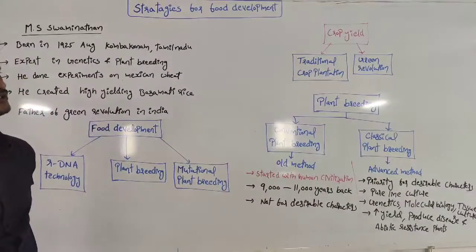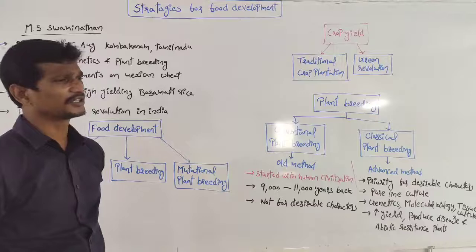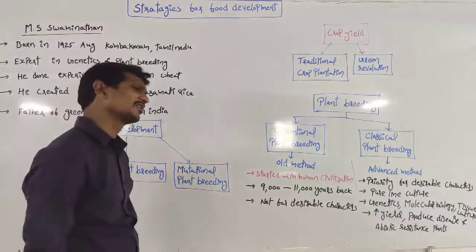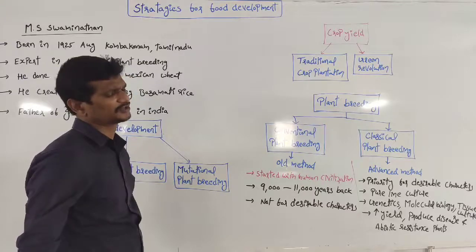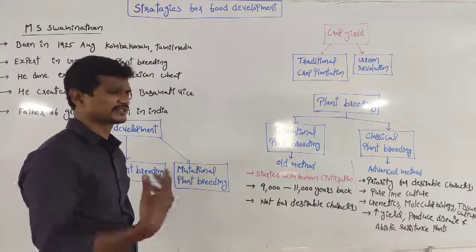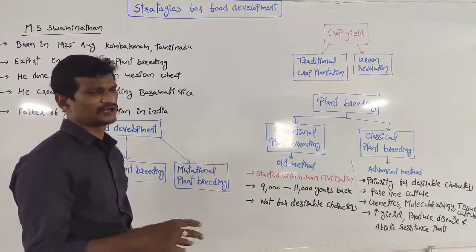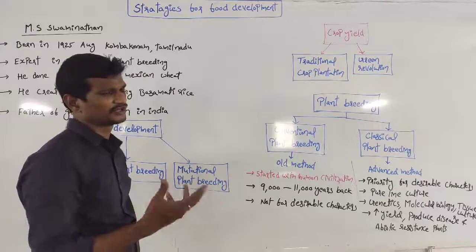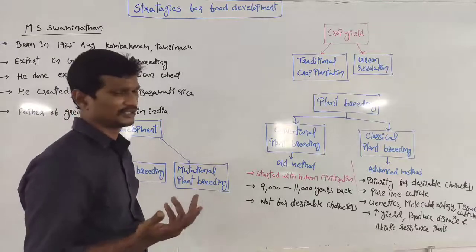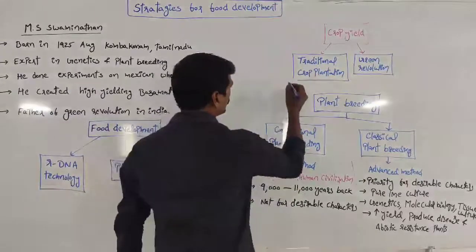And crop yield. See, we know there are two types of crop cultivation. One is traditional crop plantation, normal crop plantation. Whatever seeds we have, we simply use them to cultivate. We are not following any selection, we are not looking for any particular characters. Whatever the seeds are, we simply sow them in the field and cultivate the plants. That is nothing but traditional crop plantation.